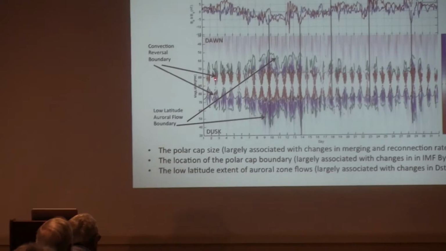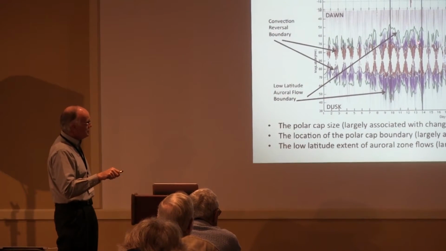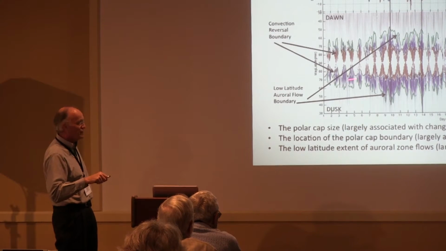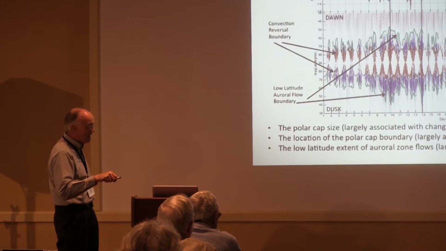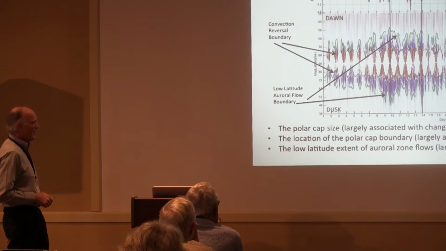But you can clearly see the polar cap boundary, or the convection reversal boundary, which is shown in black here, which is the transition between the blue flow, which is the sunward flow in the auroral zone, and the red anti-sunward flow in the polar cap.